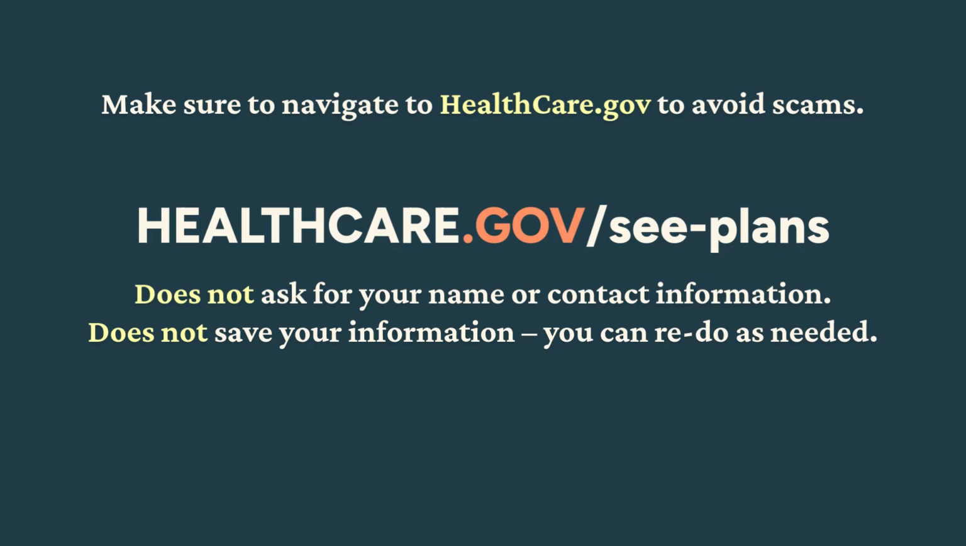You will find your discount estimate on HealthCare.gov/CSEE-plans. That's H-E-A-L-T-H-C-A-R-E dot gov slash C-S-E-E dash P-L-A-N-S. Make sure to use .gov to avoid scams. The next slides will show you how to get your estimate.